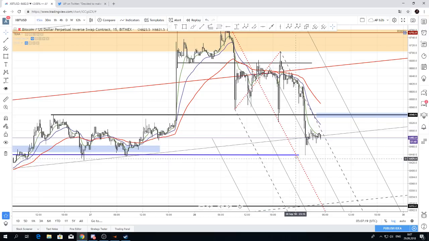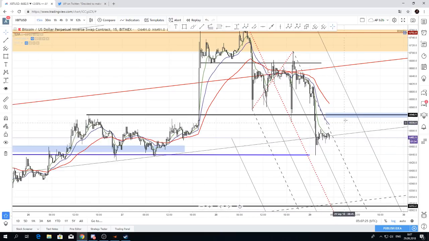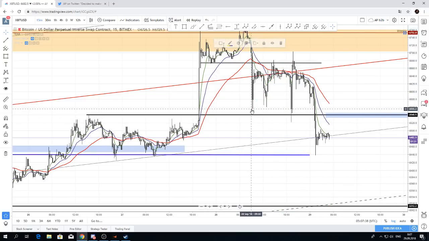Now I'm not going to short into the support here, however, if I get some sort of price action near this resistance at 6.5k, I will be looking to add to my shorts, and I'll be looking at the rejection here and possible price action that makes sense.